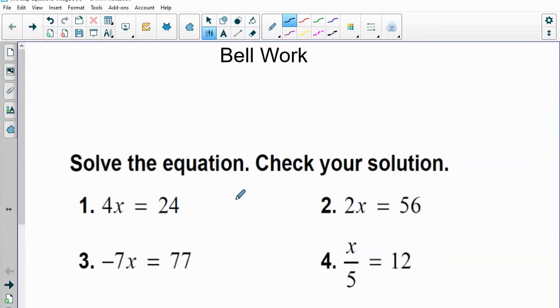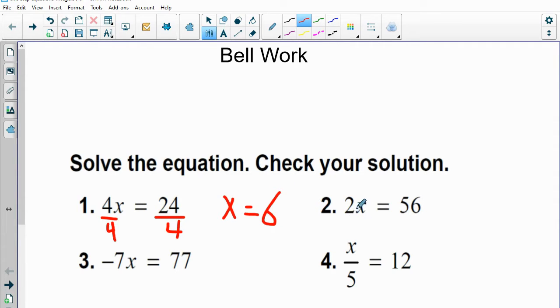We'll start talking about two-step equations that have integers in them. So let's get right with it. Let's start with just reviewing a couple of our one-step equations that contain multiplication or division. So if I want to solve number 1, I would divide both sides by 4. To undo that, multiply by 4, and I would end up with x equals 6.